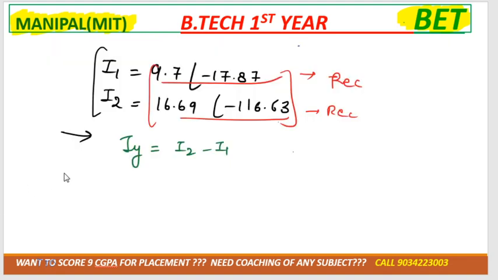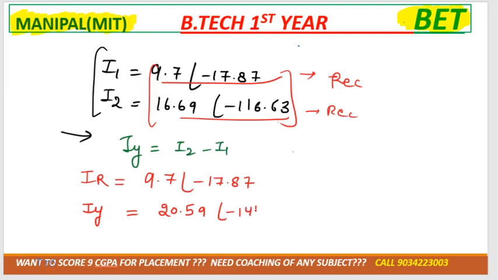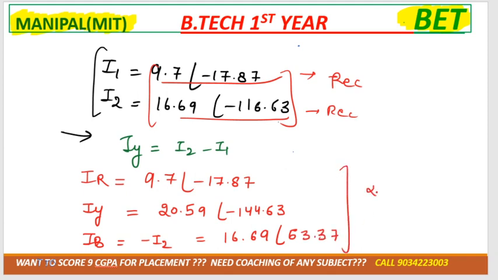After solving, we can get the line current and the phase current. So I'm telling you the values for the line current. IR is 9.7 angle minus 17.87. IY is I2 minus I1, so you will get 20.59 angle minus 144.63. And IB is equal to minus of I2, so 16.69 angle 63.37. These are the line currents as well as the phase currents, right?